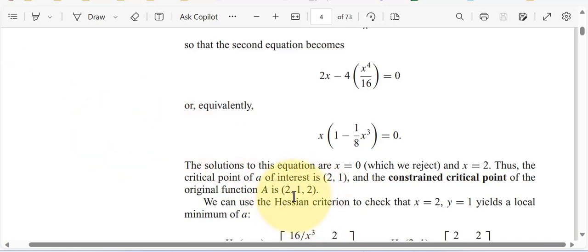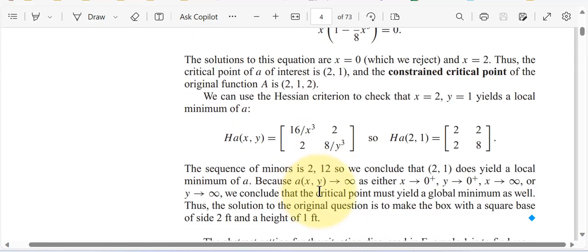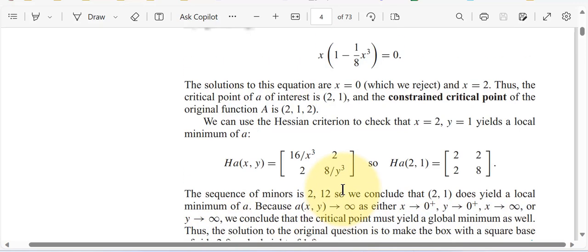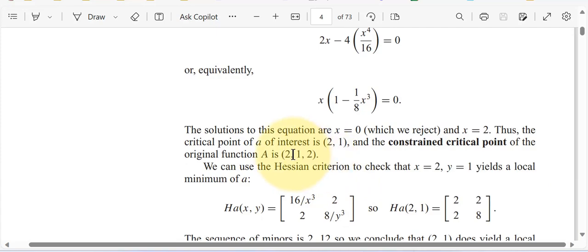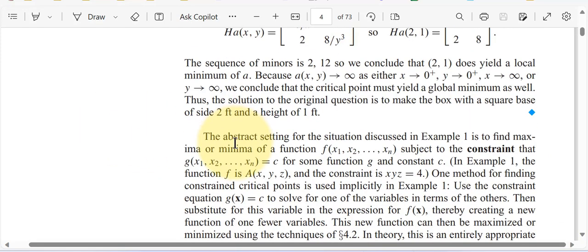And then it's not clear, I guess, yet whether it's a local minimum or a local maximum. And there's a little more that they have to do, and we won't go through it, but it turns out that it's a minimum. And so the solution is to make the box with a square base. So I guess that's the 2, and the 2 means the base is square, and then the height is 1. So they found the solution.